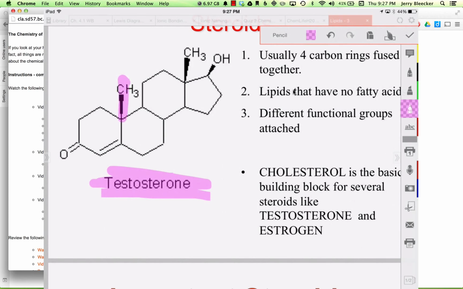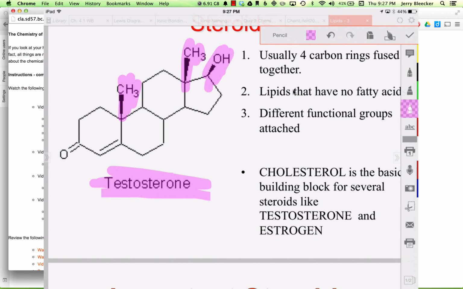Look at the side groups here. You'll see that methyl group there. There's a methyl group there. This is known as a hydroxyl group. Now that is what it looks like when you're looking at a steroid that has side groups in this fashion. Okay, there's no fatty acid tails. We're looking at carbon rings, and these carbon rings can be multi-purpose hormones.